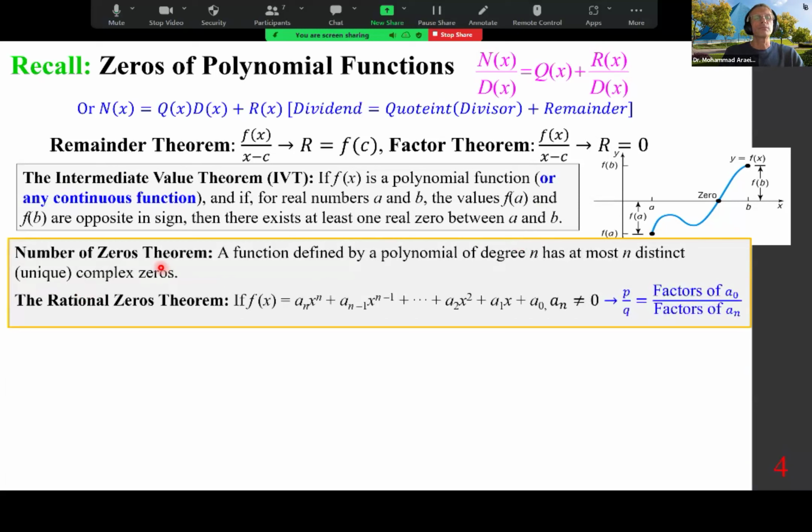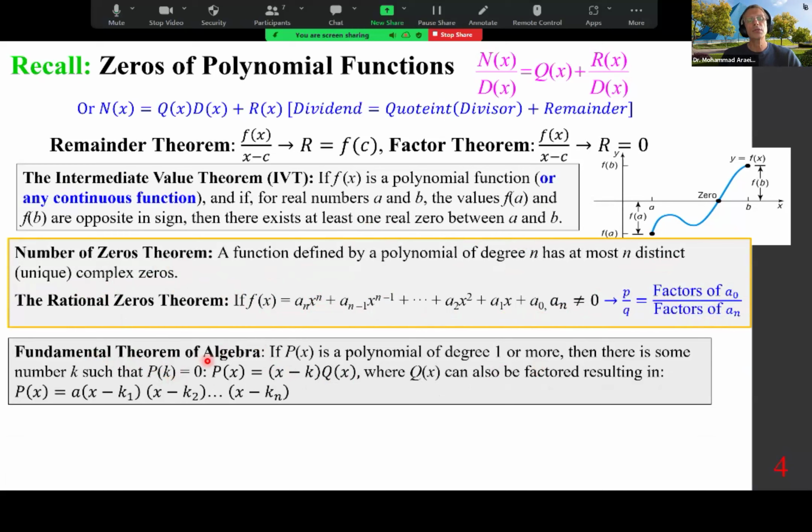Number of zeros theorem: a function defined by a polynomial of degree n has at most n distinct or unique complex zeros. The rational zero theorem indicates if f of x is the following polynomial, a sub n x to the power of n all the way to a sub 1 x plus a sub 0, then the possible rational zeros are factors of a sub 0 over factors of a sub n.